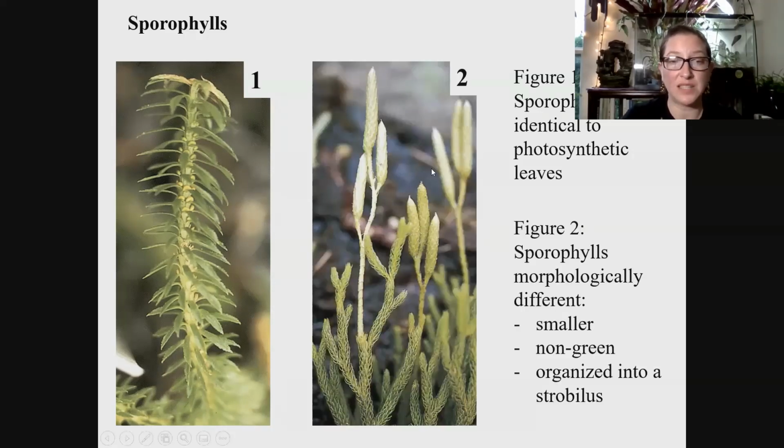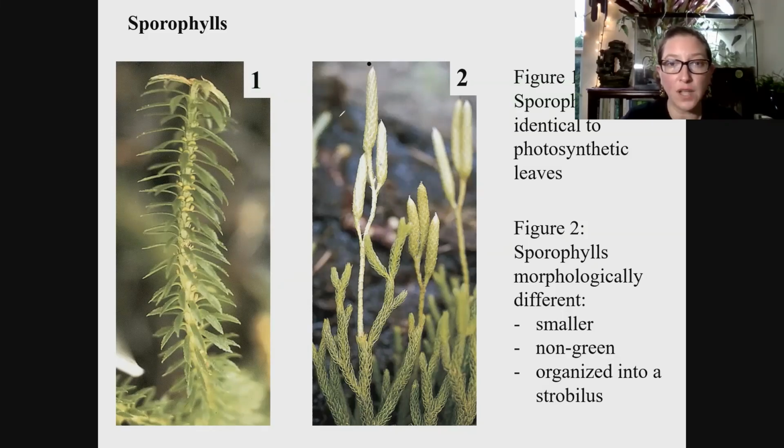Whereas in Figure 2, this is an example of sporophylls that are morphologically different than microphylls that don't have sporangia on them. And we can see both in this figure. So at the top here, you might notice these clusters, right? And those things are called strobili. One of those is a strobilus. Here is one strobilus. Here are three strobili, which is the plural.